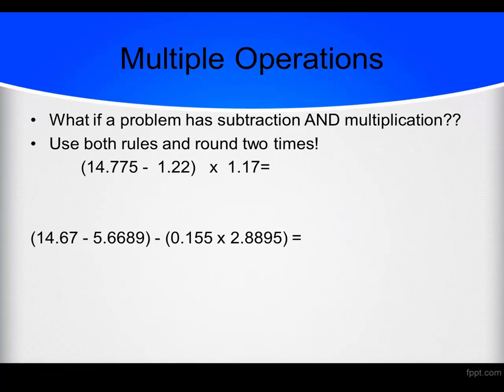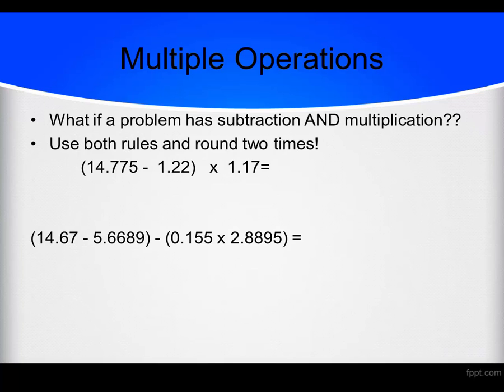All right. We're doing multiple operations. Here's where we've got to actually use both sets of things. We do the please excuse my dear Aunt Sally. We round as we need to. Addition and subtraction has one set of rounding rules, and multiplication and division has another. So every time we finish up with an addition and subtraction, we'll wind up rounding. Every time we wind up doing a division, we'll wind up rounding.